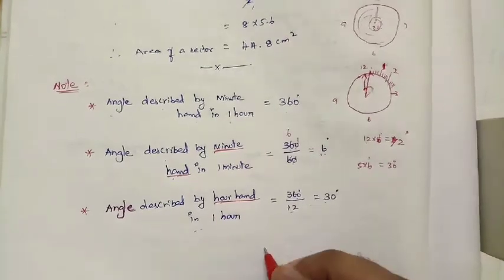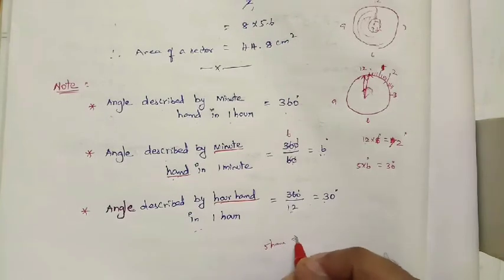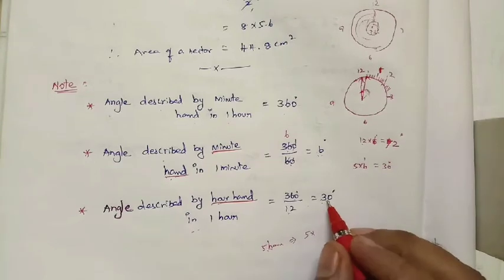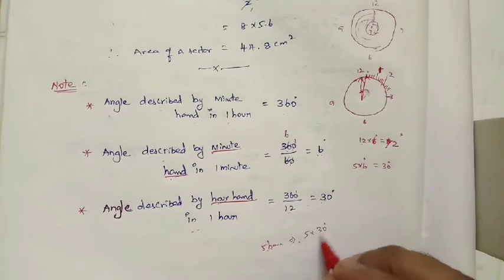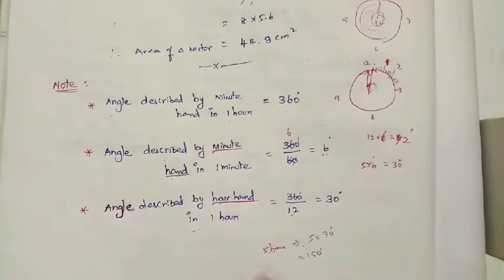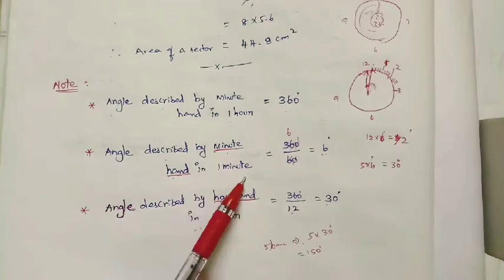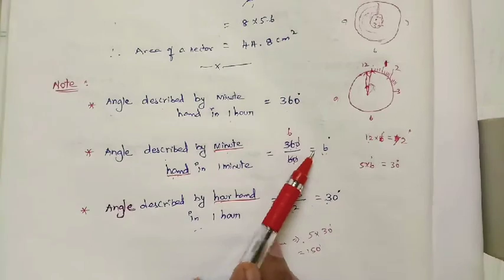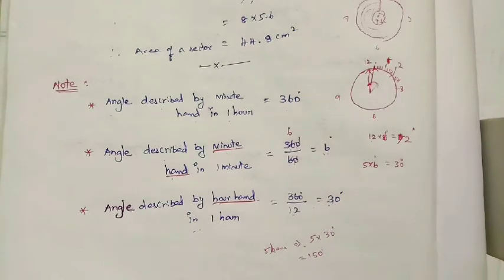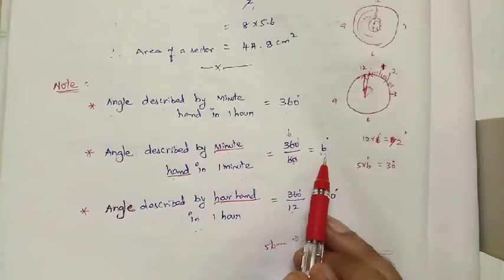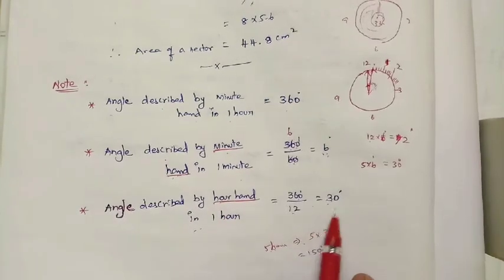For 5 hours, how much angle can the hour hand describe? For 1 hour it is 30 degree, so 5 into 30 is equal to 150 degree. Understood? This is very important: the minute hand in 1 minute and the hour hand in 1 hour are constants, they won't change. It depends on the number of minutes or hours we want to calculate. Minute hand in 1 minute is 6 degree, and hour hand in 1 hour is 30 degree.